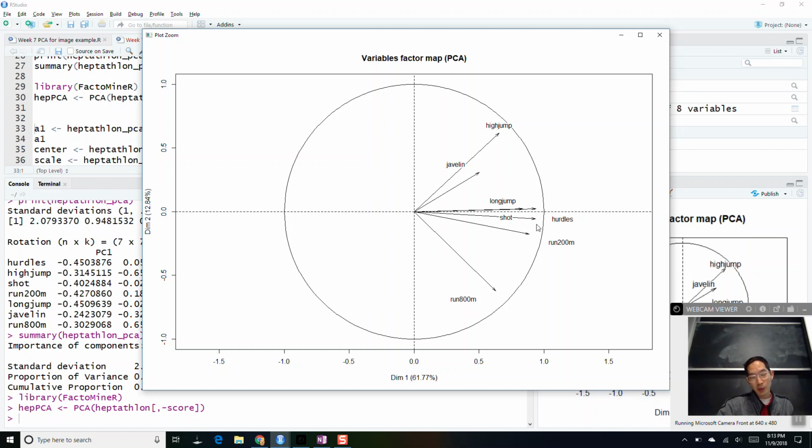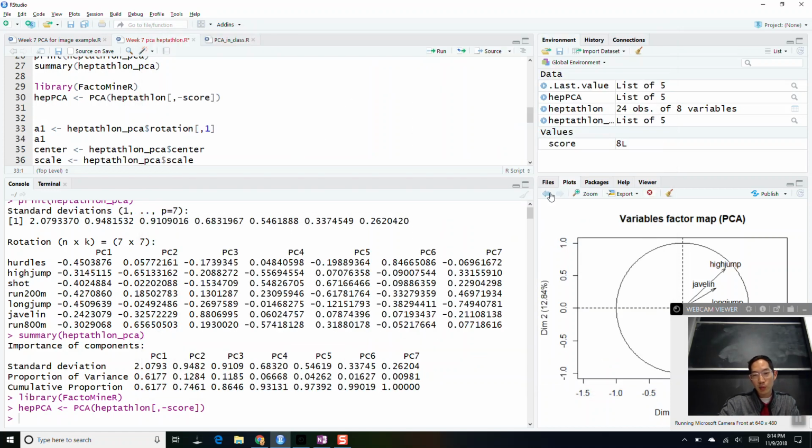I'm not quite sure, but basically we only want to look at the first dimension here, because we want to get them down to just one dimension. And this says the things that are going to be most important as far as deciding who's the best athlete will be the hurdles and the 200-meter run. As far as the other things go, long jump and shot put are also predictive. Javelin seems to be the least predictive one here.